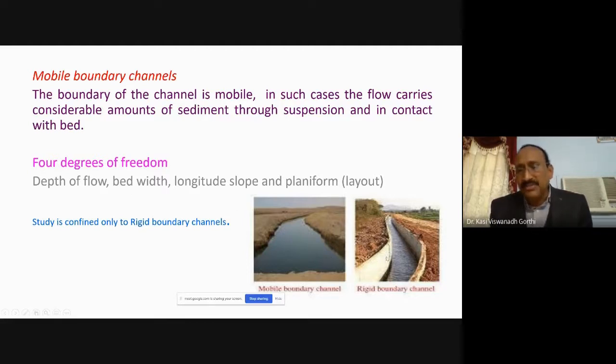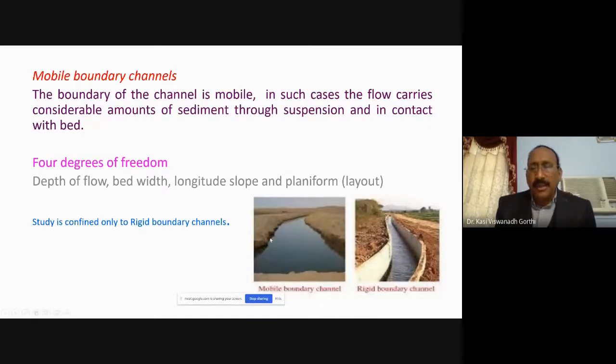You can observe in this figure, this is a simple rectangular channel which is provided with a very rigid surface. Since the sides and bed of the surface are very rigid, there will be no change in the planiform. There is no change in the channel geometry. It is called a rigid boundary channel.